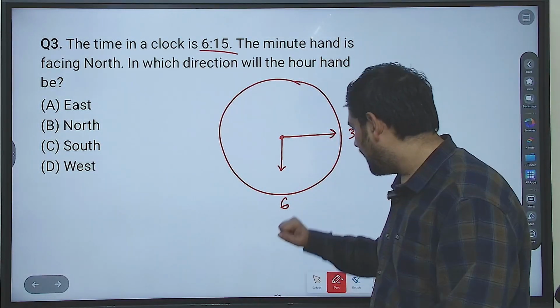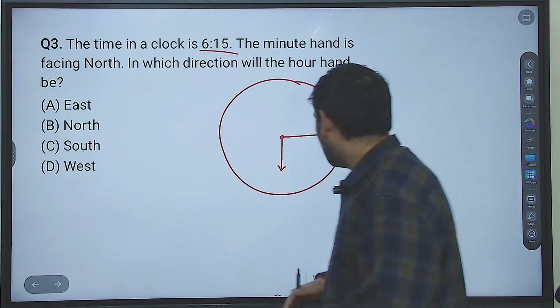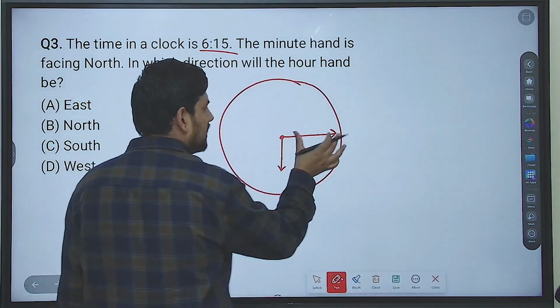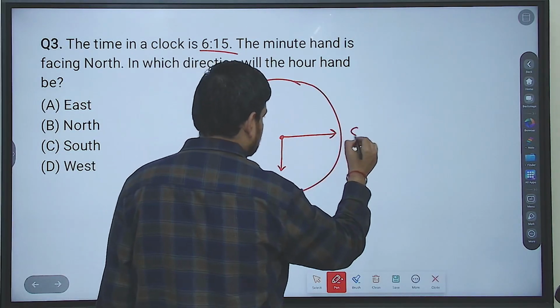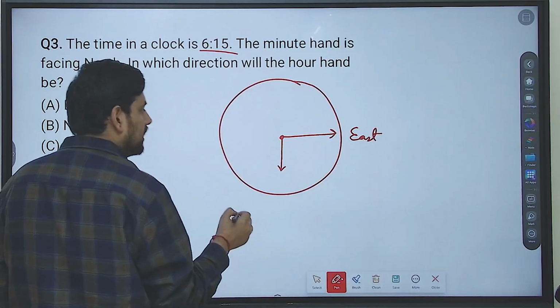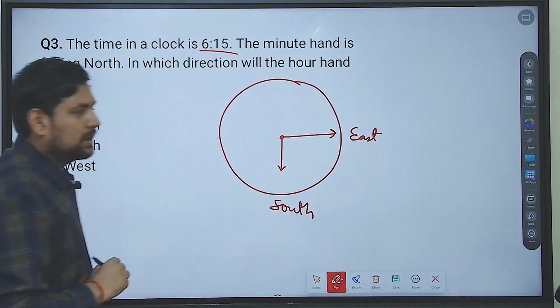Now, what are these angles? What are these directions originally? Now, originally this is what direction? Originally this is east direction. And this is what? This is originally south direction.